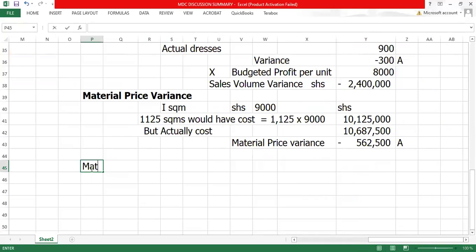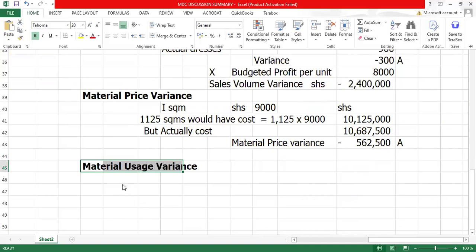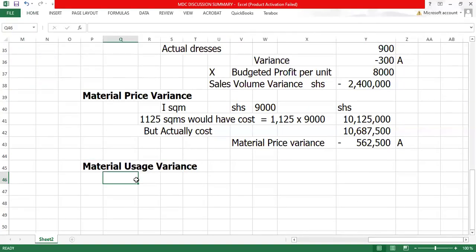Next, we have the material usage variance. Now usage, you're looking at the quantity. It could be the material quantity variance, material usage variance. It is the same. Always ask yourself when you are dealing with material usage, what are you actually making? What do you want to produce? You're making dresses, isn't it?